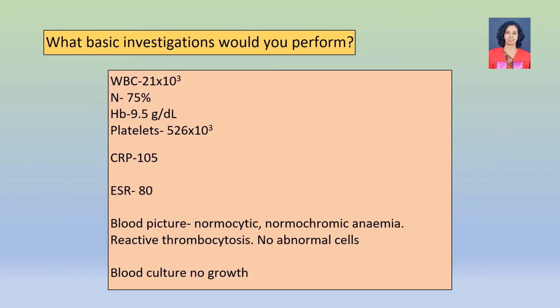All right, what are the basic investigations that we should perform in this patient? Obviously, a full blood count. What should we expect in the full blood count? Now, these are the results that we have got in our patient. The white blood cell count of 21,000 with 75% of neutrophils. So what does that indicate? There is ongoing inflammation in this patient. It could also indicate that there is a bacterial infection.